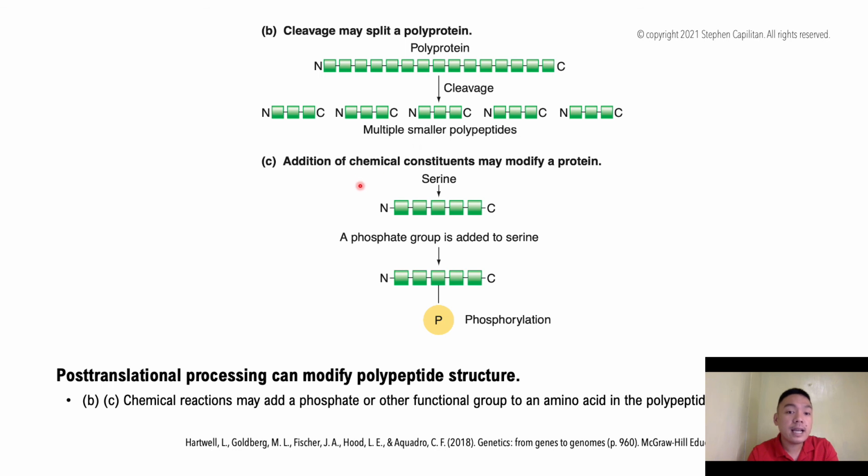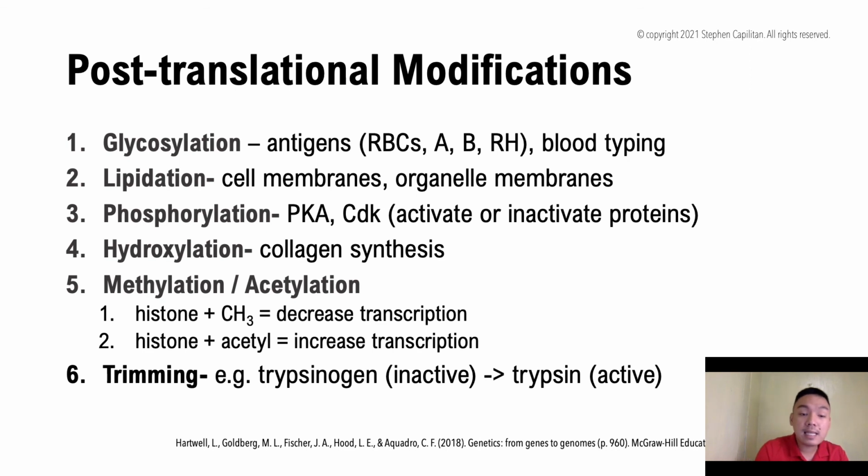It could be adding chemical constituents that will modify a protein. Let's say for serine, a phosphate group is being added to serine, and this is the process of phosphorylation in this polypeptide chain. And lastly, we have other post-translational modifications. Again, it could be glycosylation, adding sugars. It is very important for some of the antigens on your red blood cells, A, B, Rh, for blood typing.